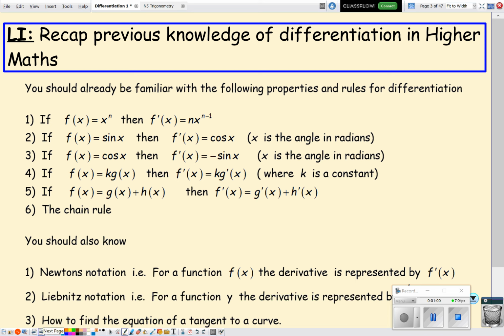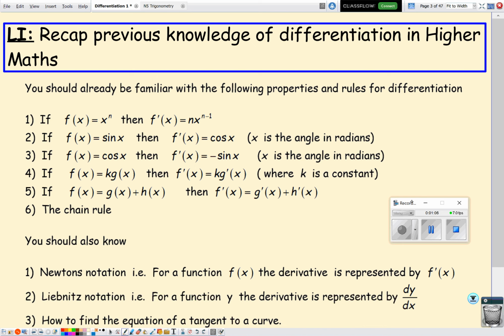Now, just to start off with, I thought about doing this as a video on its own, and I decided against it. But really, what we're looking at here is just that very first exercise zero, revision of the differentiation work from higher. So I thought I'll do a couple of minutes just running through this, just in case you needed any reminding. Really, the first 5 bullet points here are very straightforward enough.